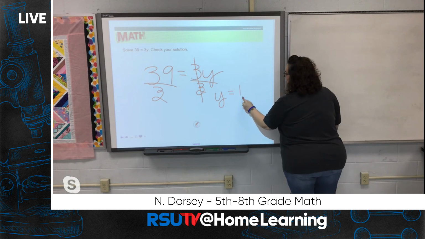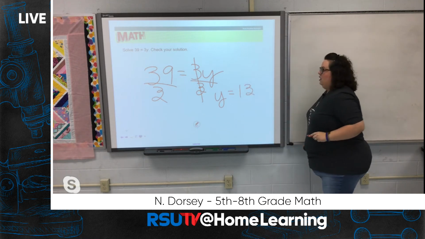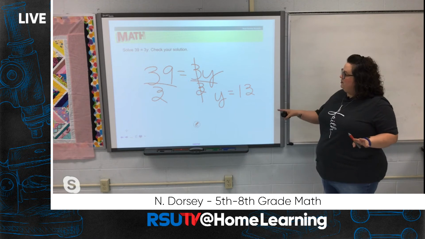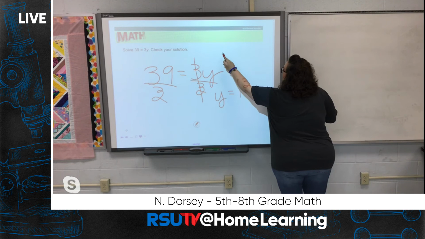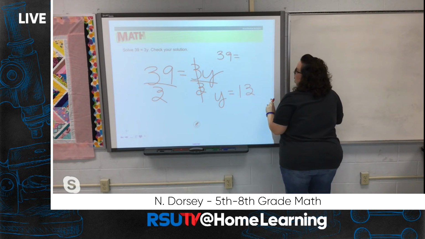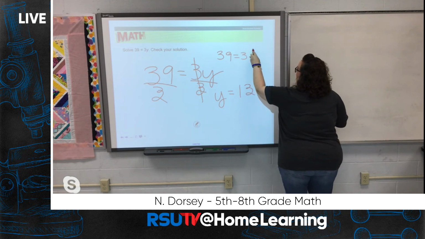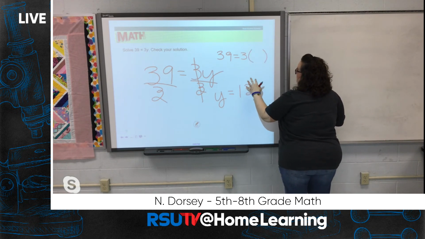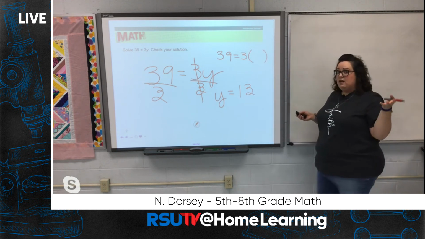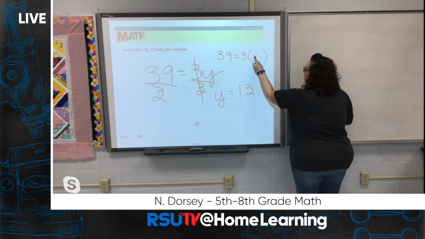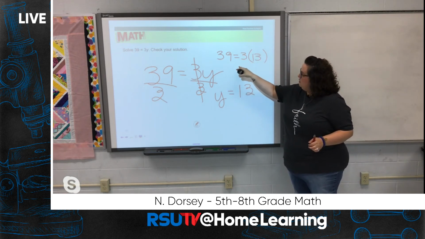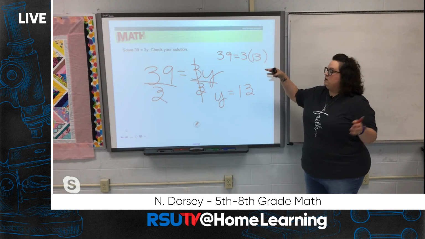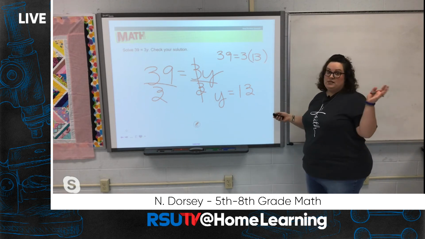It is 13. Now, how you would check your solution for this is the same way we did with the addition problem. We rewrite our problem, and we're going to plug in 13 where the y is. And once again, you see me putting parentheses around anything that I plug in. That's a good habit to get into. And 39 is equal to 39, 3 times 13. So we did it right. Yay!